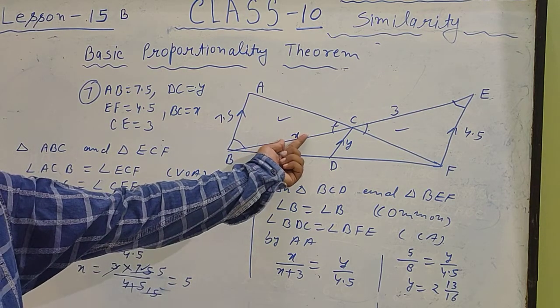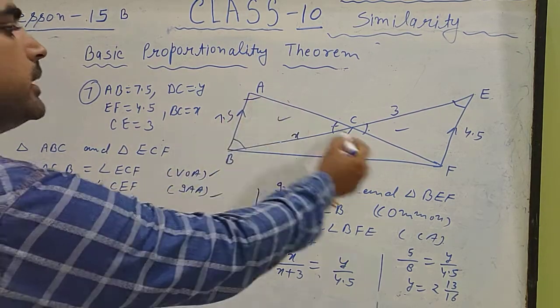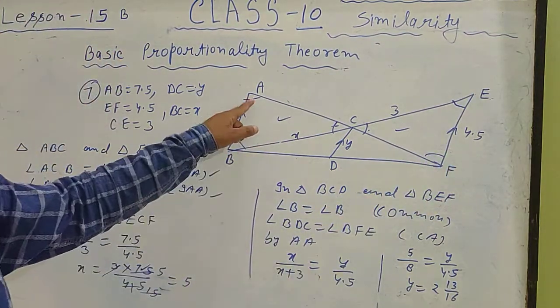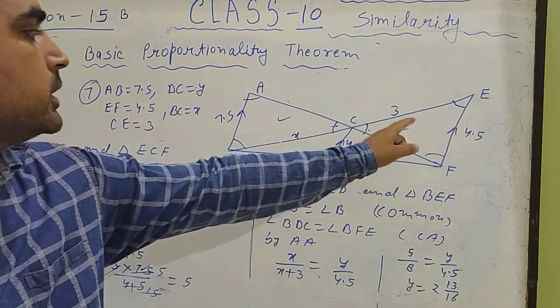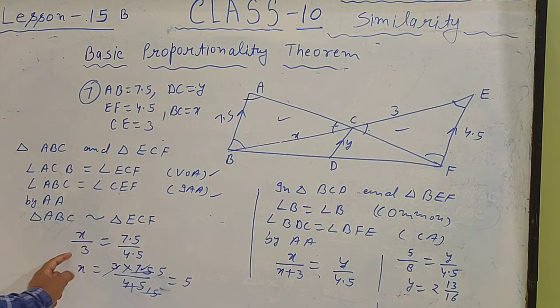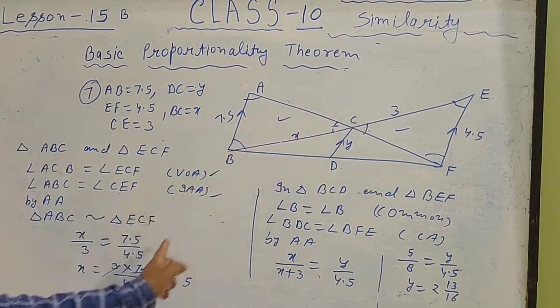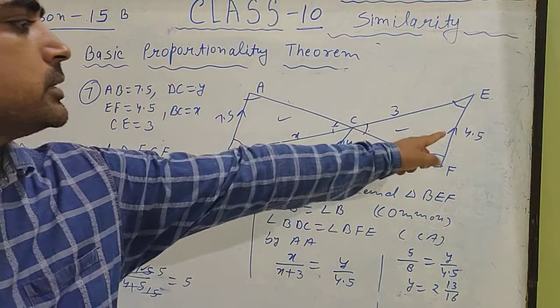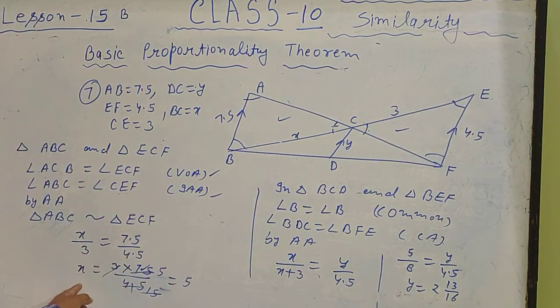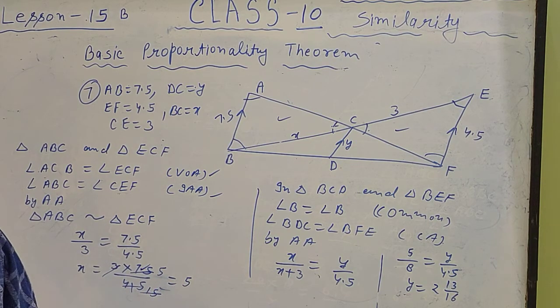So x, this angle is equal to this angle. So opposite of this is x and opposite of this is 3. So x upon 3. This vertically opposite angle equals opposite of this 7.5 and opposite of this 4.5. Now cross multiply. When you solve this calculation, you get the answer 3.5. x is equal to 3.5.